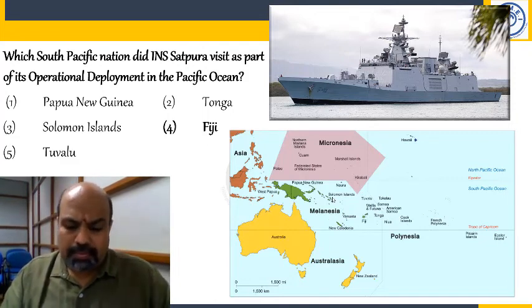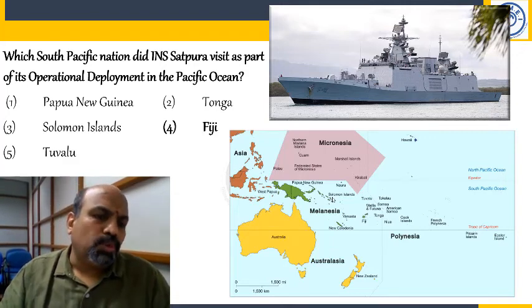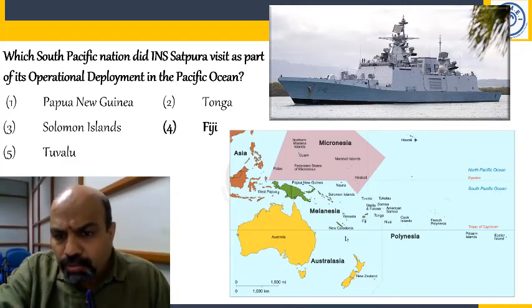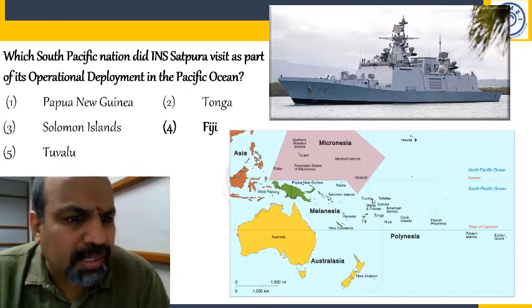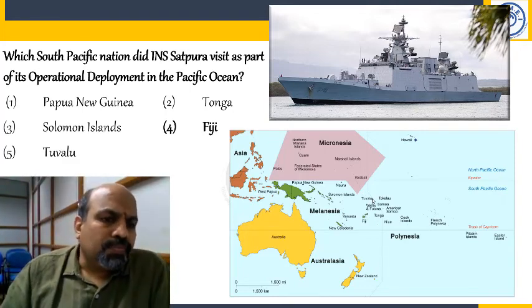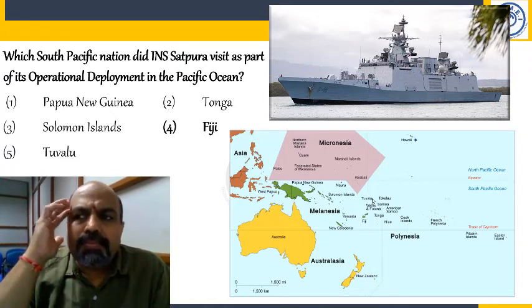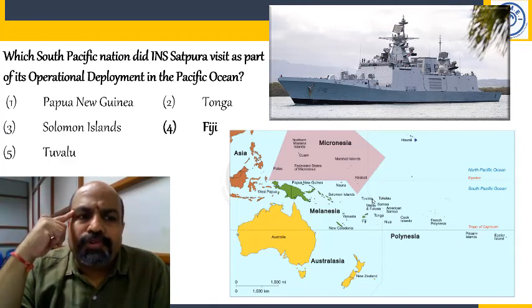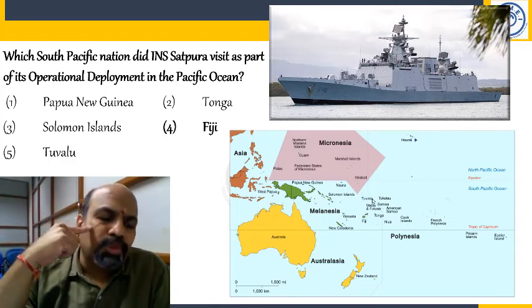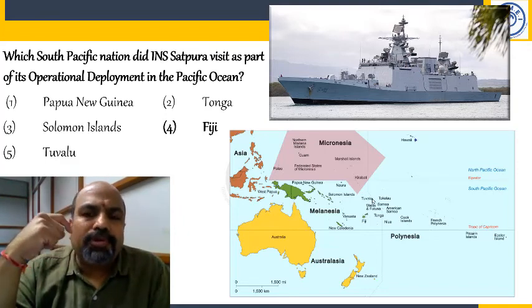Then Tuvalu, T-U-V-A-L-U. I wanted to show you Tuvalu. This is Tuvalu. Tiny place. Its area is about 12,000 square kilometers, if I'm not wrong. Funafuti is the capital of Tuvalu. Funafuti, F-U-N-A-F-U-T-I.